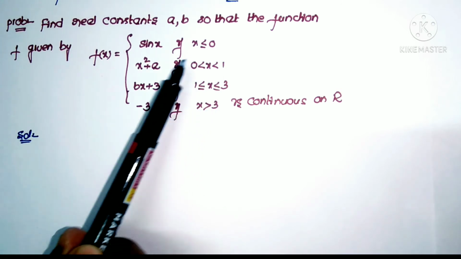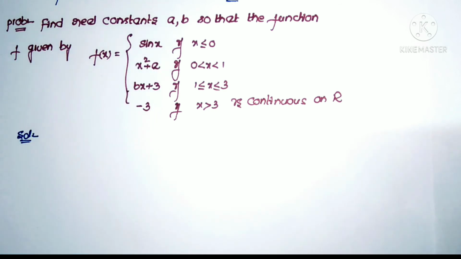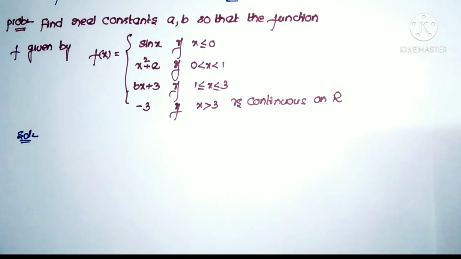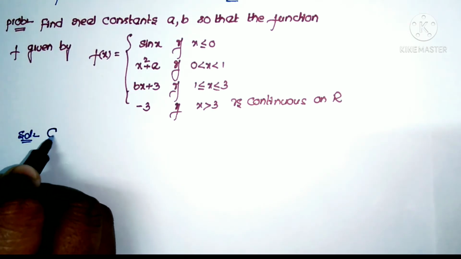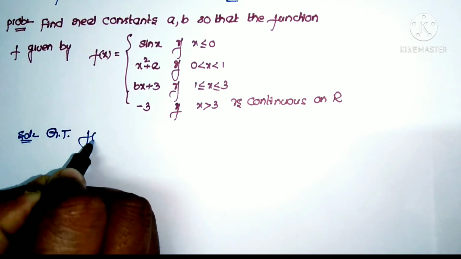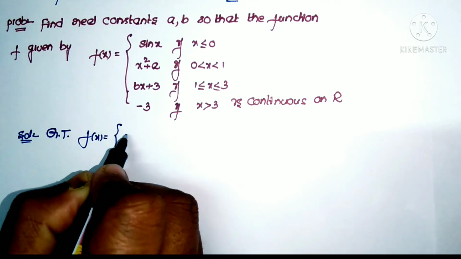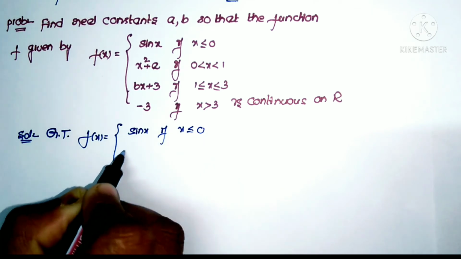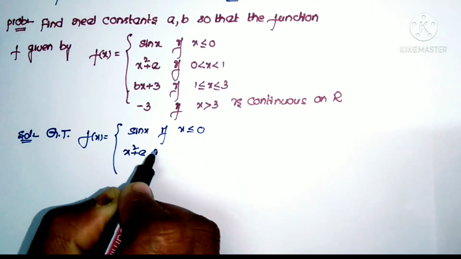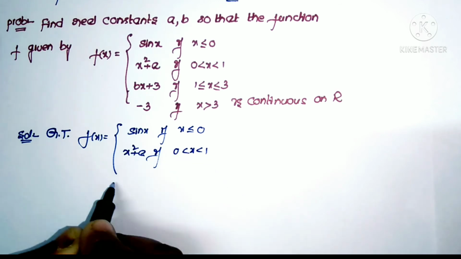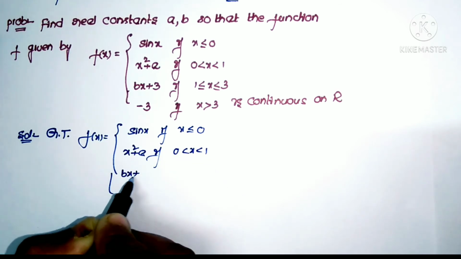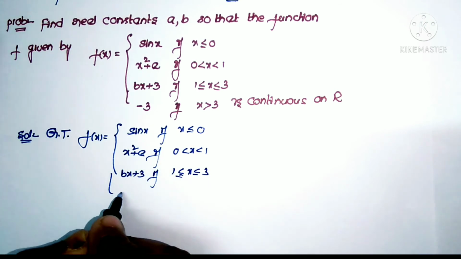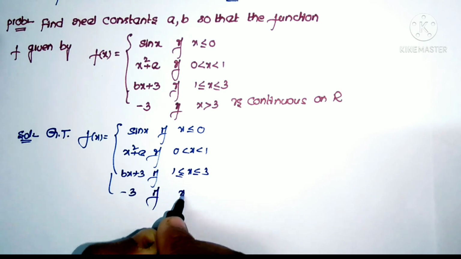We take those conditions to find the real constants a, b. So applying the continuity condition, we have to find the constants' values. First I take the given function: f of x is equal to sin x if x is less than or equal to 0, x square plus a if 0 is less than x less than 1, bx plus 3 if 1 is less than or equal to x less than or equal to 3, and minus 3 if x is greater than 3.